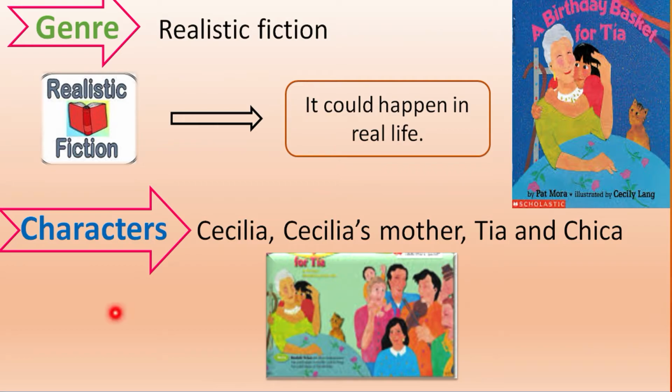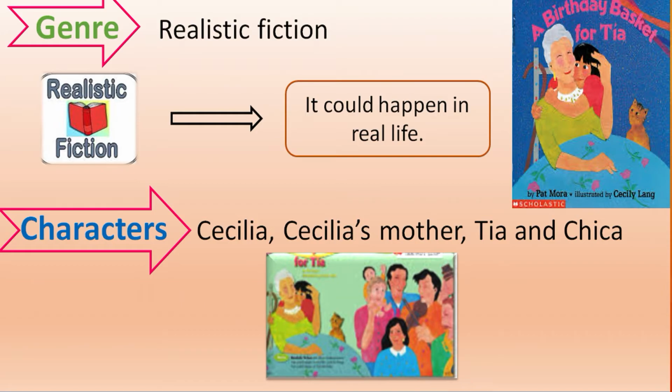Yes. Who can mention the characters in this story? Yes, we have Cecilia, this girl. We have also her mother, Cecilia's mother. We have Tia, this old lady here. And Chica, Chica the cat. Do you remember Chica? And how did Chica help Cecilia to prepare a birthday basket present for her Aunt Tia? She put a lot of things inside the basket and gave it to her Aunt Tia in her birthday party.